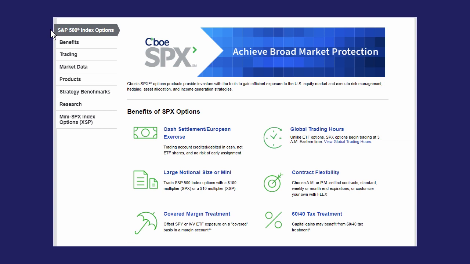Now, I took this next page right from the Chicago Board of Options, right from their website, and they talk a little bit about the benefits of SPX options. I mentioned this: cash settlement, European exercise. There's no early assignment risk. There's a large notional size. Trading the SPX options is worth $100 times the S&P. The S&P is around 3,200 right now. 3,200 times $100. Okay, so it's a very large contract.